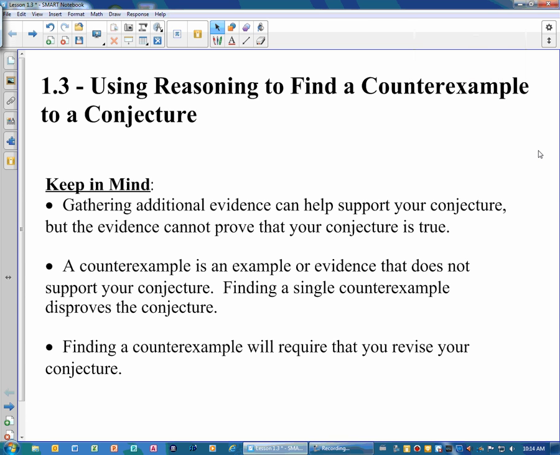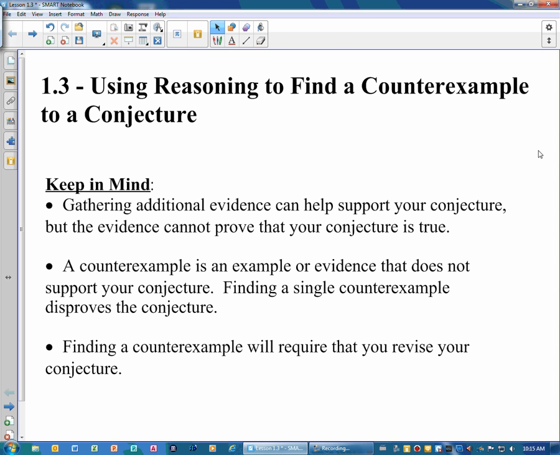Okay, section 1.3 is called using reasoning to find a counterexample to a conjecture. Remember that a conjecture is just an assumption, a conclusion, a statement based on the evidence that you see, okay? So it says in the keep in mind section here that gathering additional evidence can support your conjecture, but the evidence cannot prove that your conjecture is true.